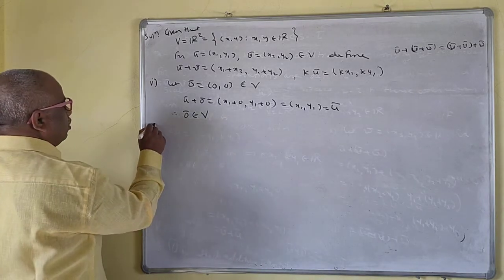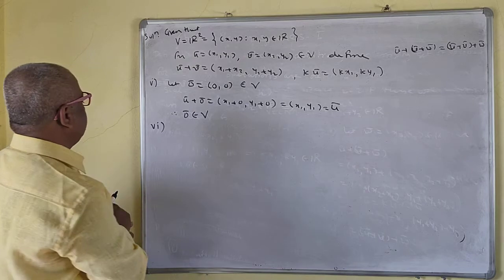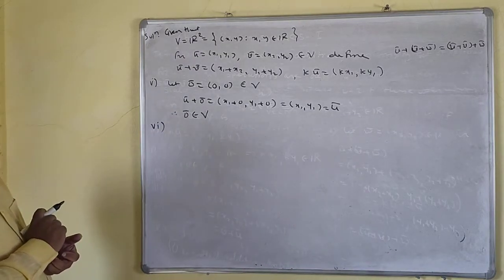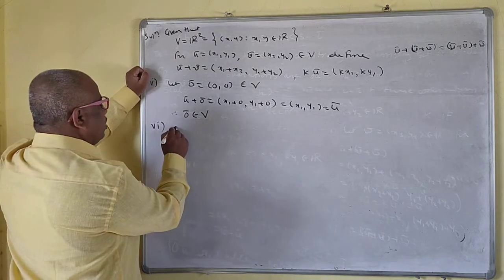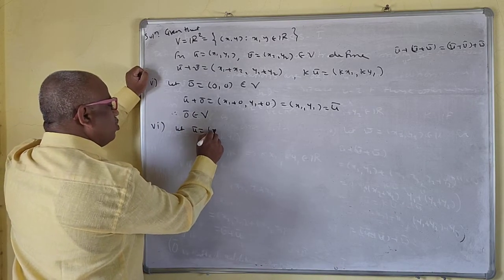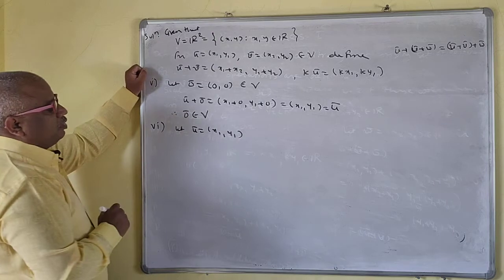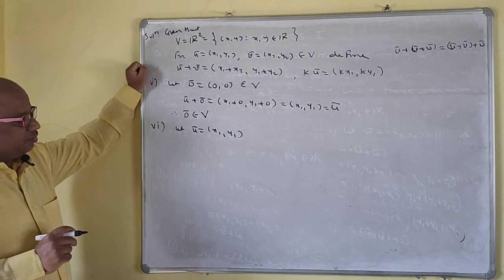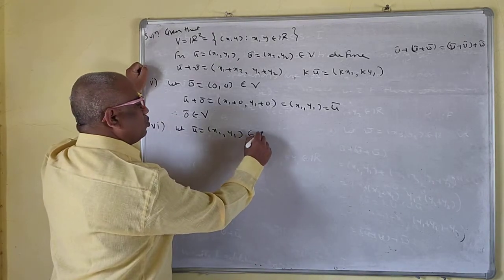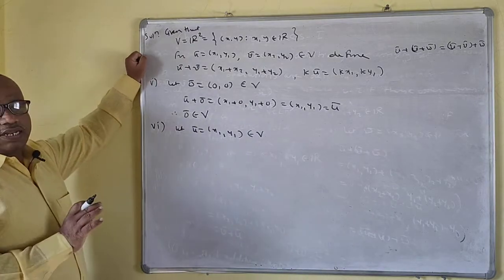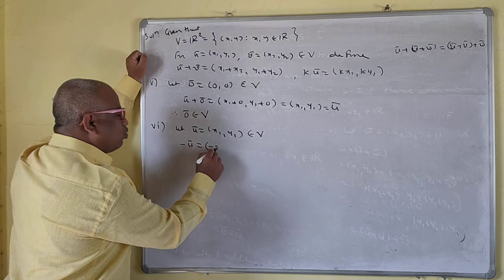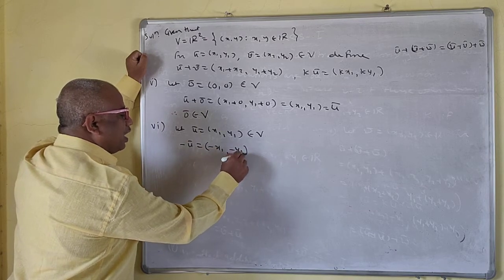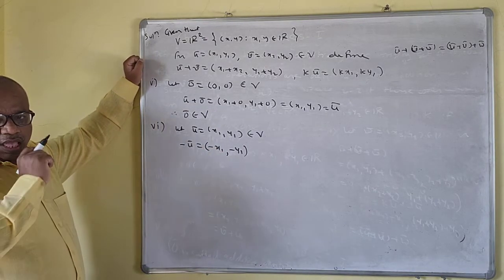Okay, next, the sixth one. What you have to prove is the negative element. Let u bar be equal to (x1, y1). This belongs to V, no problem, since it is given that this belongs to V. Now, minus u bar is what? It is (minus x1, minus y1).